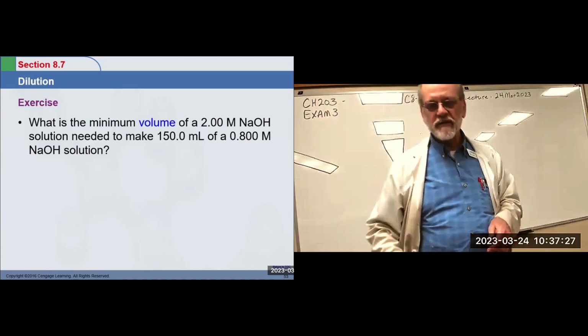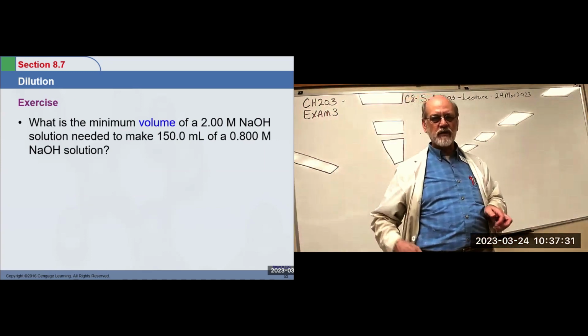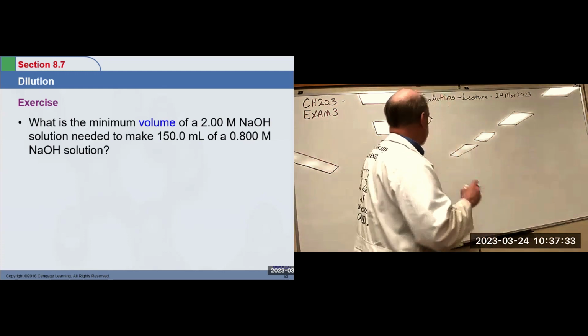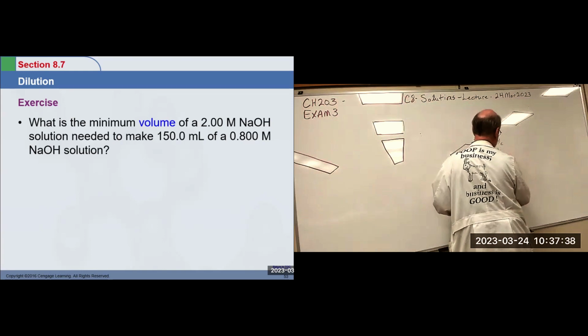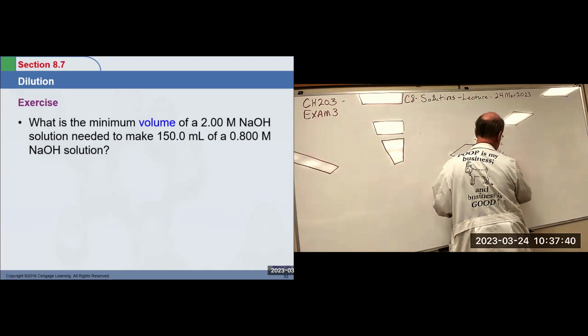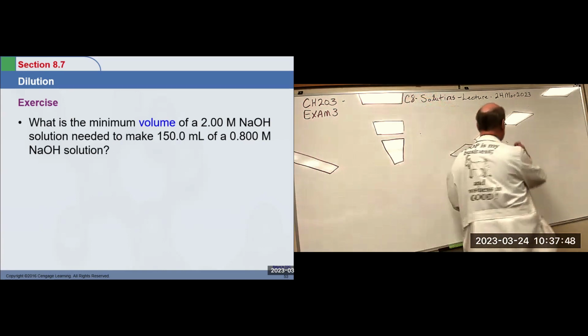What's the minimum volume of 2 molar sodium hydroxide solution needed to make 150 milliliters of 0.8 molar sodium hydroxide? So in this case, we've got concentrated molarity, concentrated volume, dilute molarity, and dilute volume. So the molarity of the concentrated one is 2 molar.